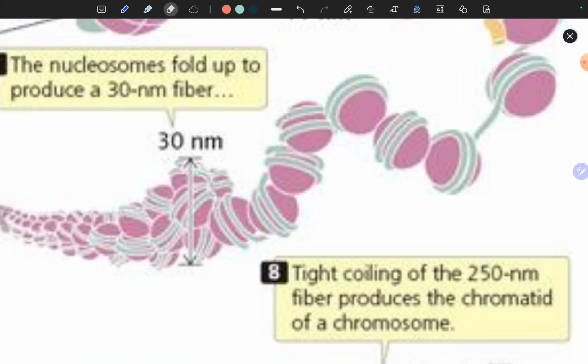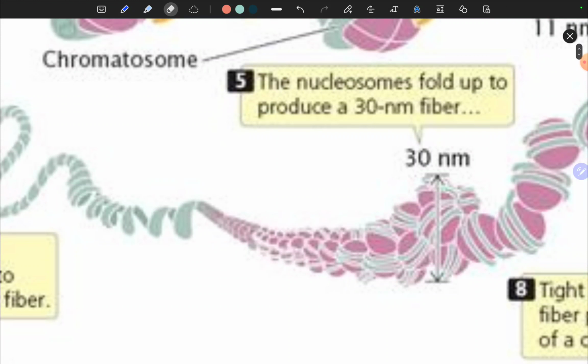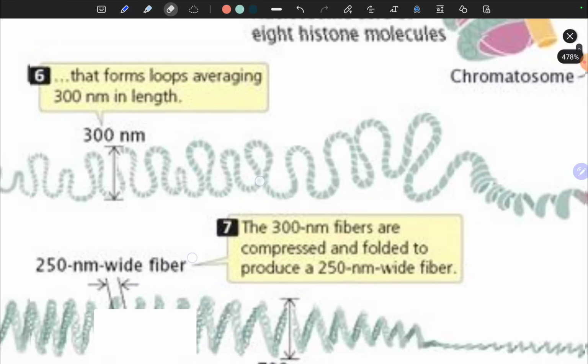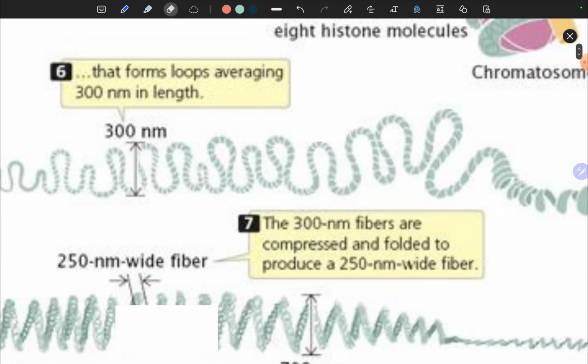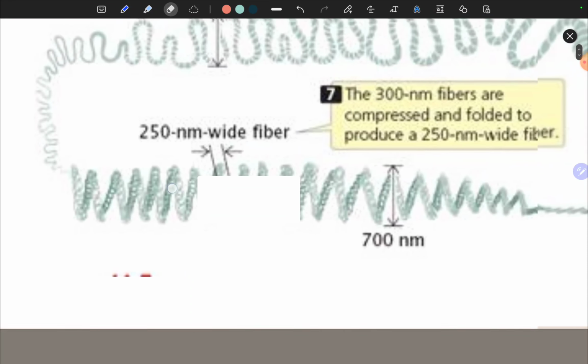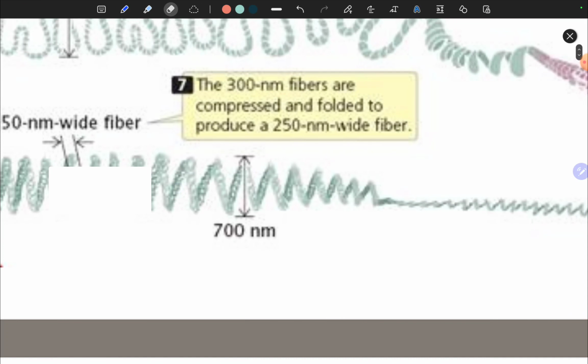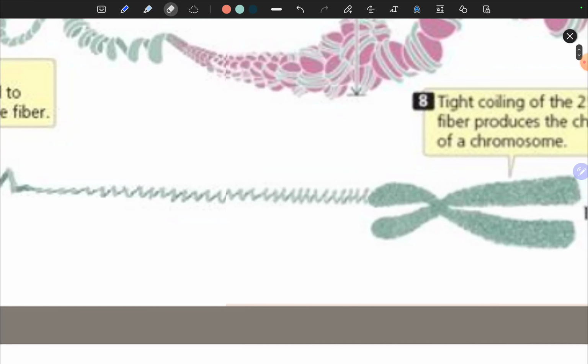Then this 30 nanometers, again, if you look to the left, will also be more complex in scaffolding, something like a scaffold. So we have 30 or 300 nanometers, and this again will be more convoluted and more compact until we reach a level of 700 nanometers, and then if you open that, they will come to the level of the chromosome.